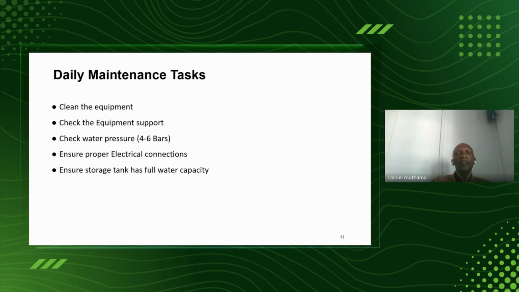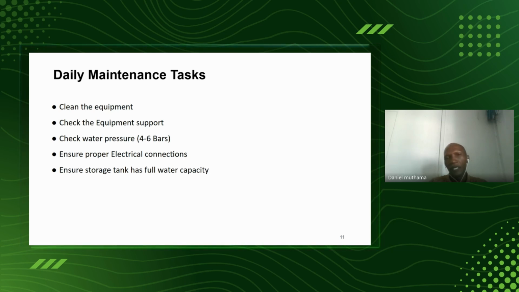Maintenance checks: clean the equipment, check the equipment support. Maybe one of the supports is missing, so it means the equipment is not well placed or well positioned. And if the equipment is not well positioned, the water will come out. The water will not attain its level. So this is very important.